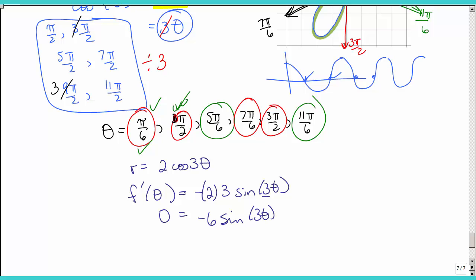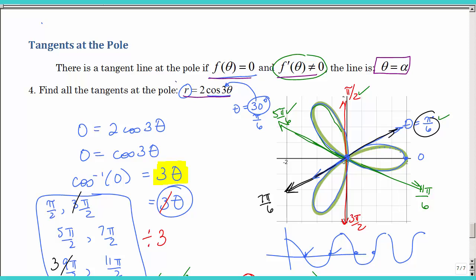Is that going to equal 0 at any of these values? Well, let's see. If I divide by negative 6, I get 0. So I get the same equation except in terms of sine. And sine and cosine are not going to equal 0 at the same time, so these are okay. So to find tangents at the pole, set that function equal to 0. Be careful of your angle. If it's bigger than just 1 theta, get those multiple answers.